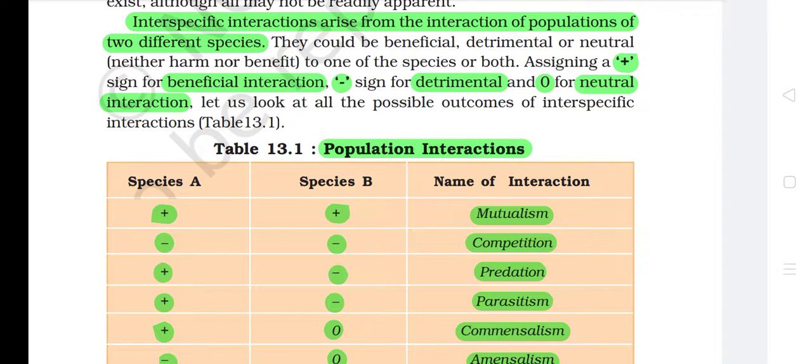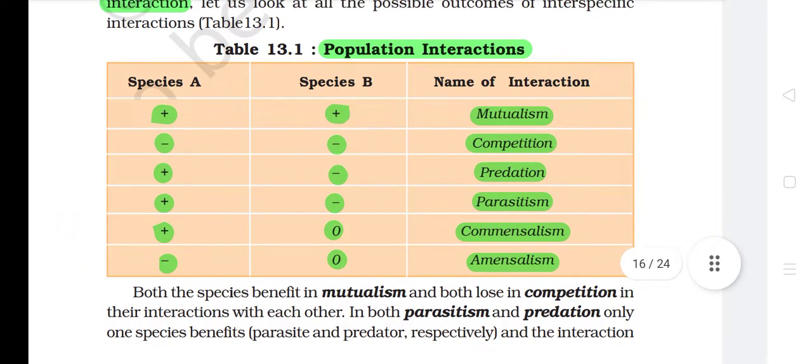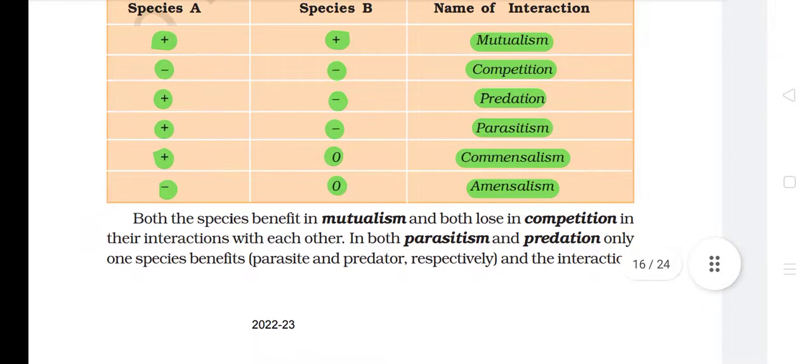Table 13.1 Population interactions. Species A plus, species B plus, name of interaction: mutualism. Species A minus, species B minus: competition. Species A plus, species B minus: predation. Species A plus, species B minus: parasitism. Species A plus, species B zero: commensalism. Species A minus, species B zero: amensalism.